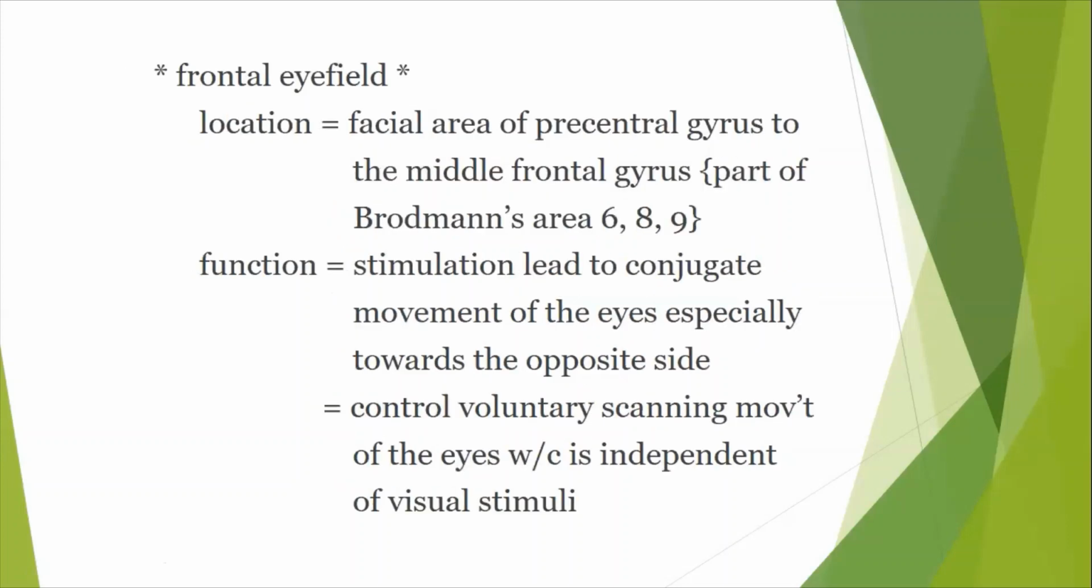Then the frontal eye field. This is located on the facial area of the precentral gyrus to the middle frontal gyrus, part of your Brodmann's area 6, 8, 9. The function is, if it is stimulated, it will lead to conjugate movement of the eyes, especially towards the opposite side. Controlled voluntary scanning movement of the eyes, which is independent of visual stimuli.